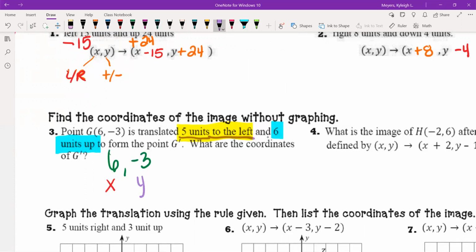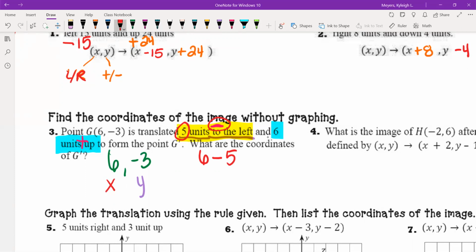So we're moving 5 units to the left. Left tells us to subtract, and up tells us to add. So I'm going to take my x value, my 6, and I'm going to go 5 units to the left. So I'm going to subtract the number of units of 5.